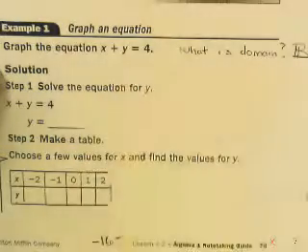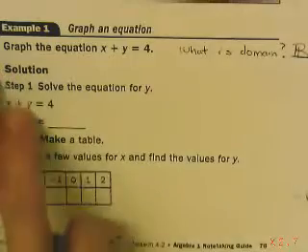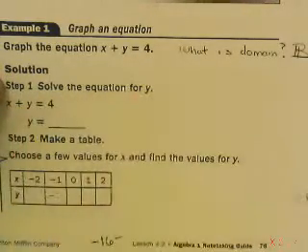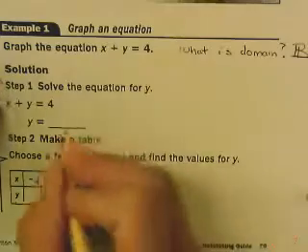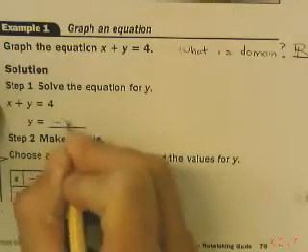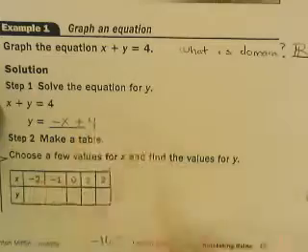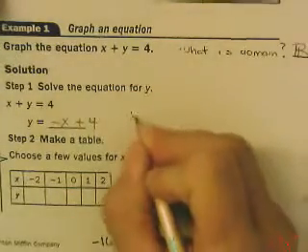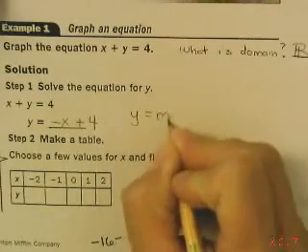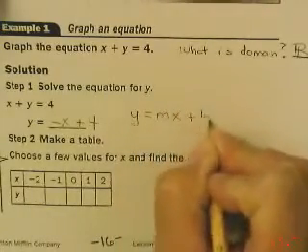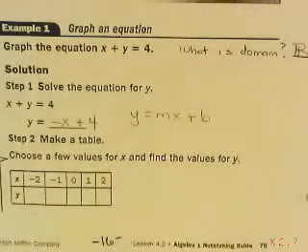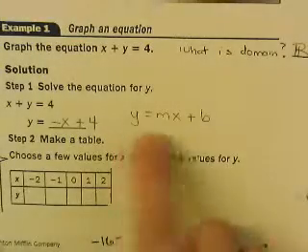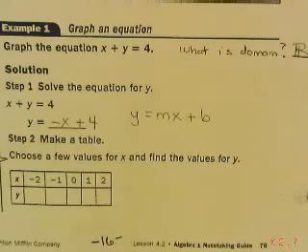So to graph this, step one, we're going to solve this equation for y. That's easy. We just subtract x from both sides, and we get y equals negative x plus 4. Now, let's go over why I said negative x plus 4 and not 4 minus x. It's because last year you learned the slope-intercept form, y equals mx plus b. So whenever possible, we're going to put it into slope-intercept form.